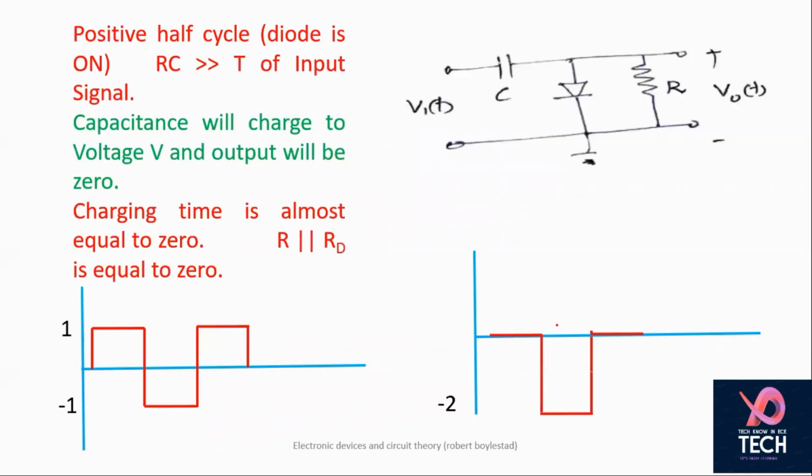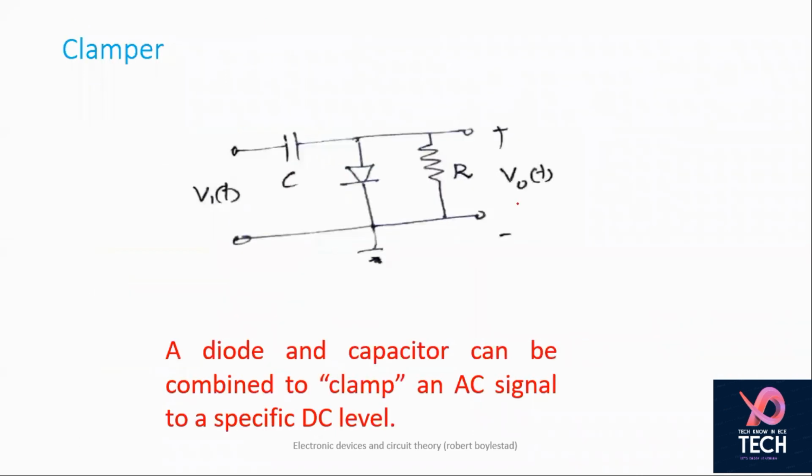This is an example in which the input is a square wave ranging from 1 to -1 volt, with 3 cycles. We apply it at this input and try to get the output here. As we already know, a diode can be ideal or practical. Here we assume that the diode is ideal, so it does not have any drop.